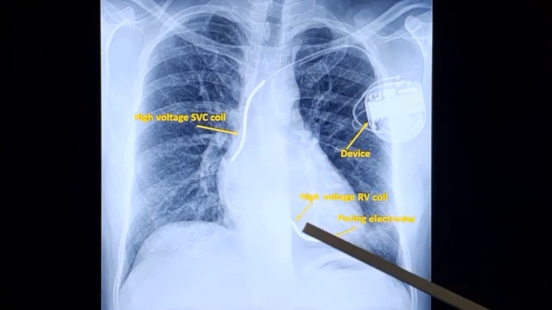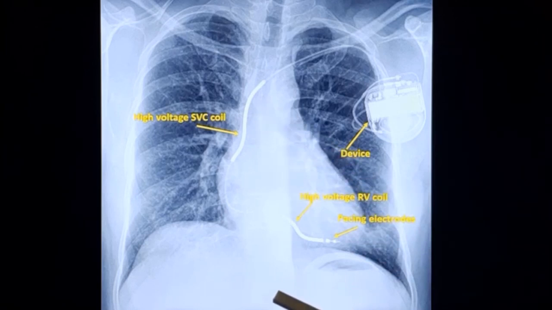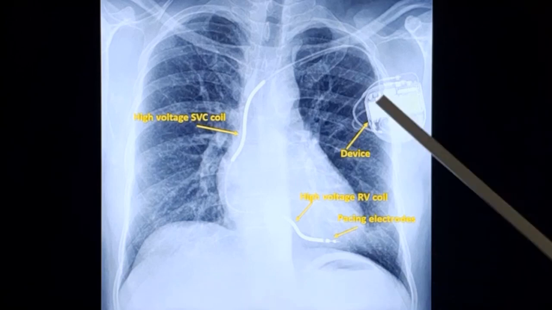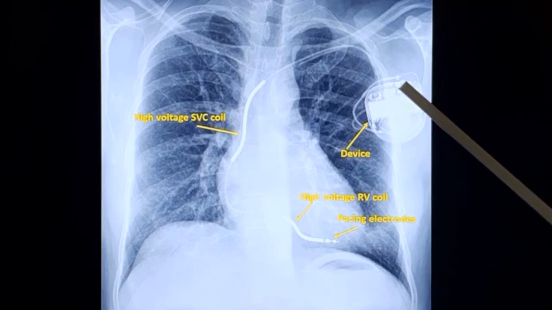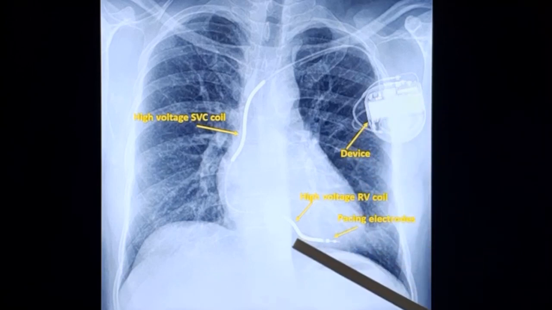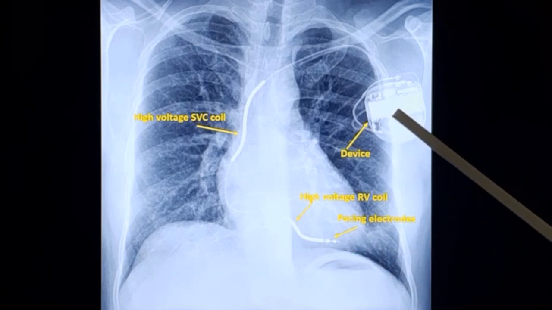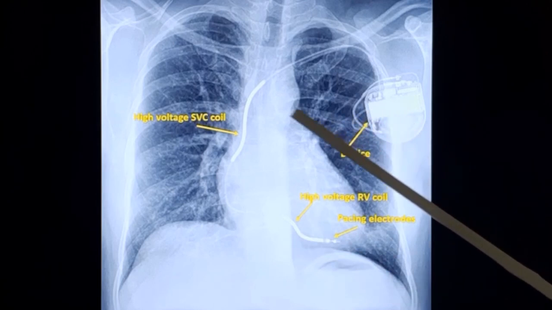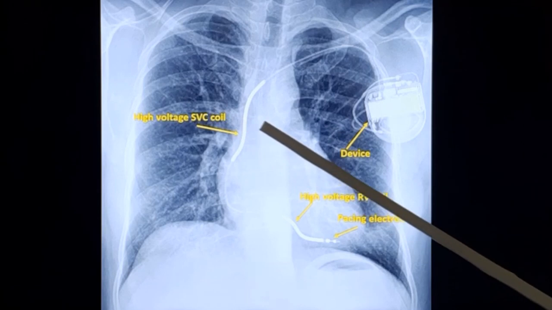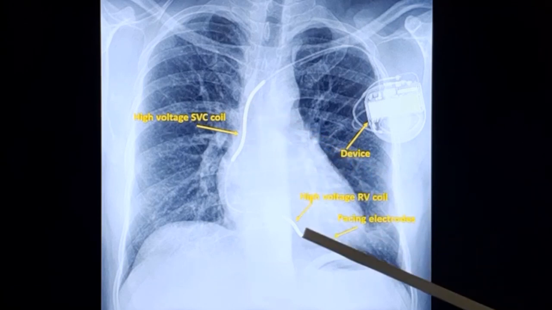So, when there are two high voltage coils, the shock vector can be programmed in multiple ways. It can be between the pacemaker can and the right ventricular electrode, or between the pacemaker can and the high voltage electrode in the superior vena cava, or even between these two. So multiple shock vectors are possible.